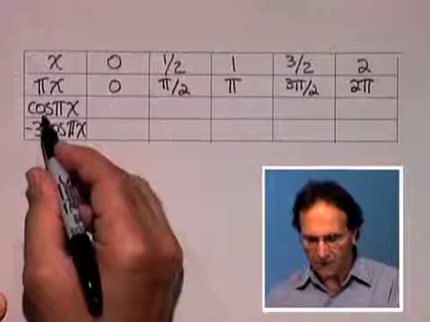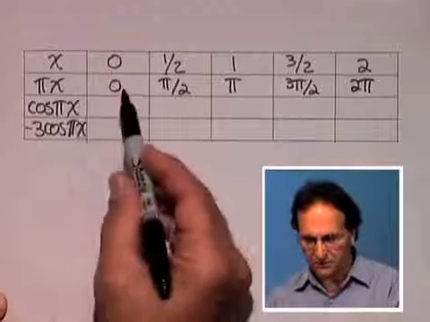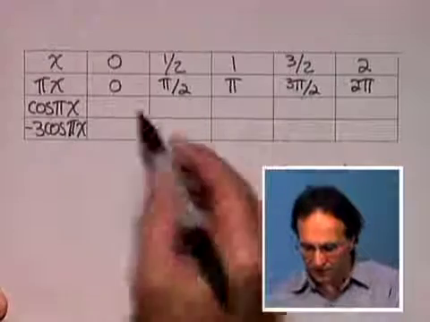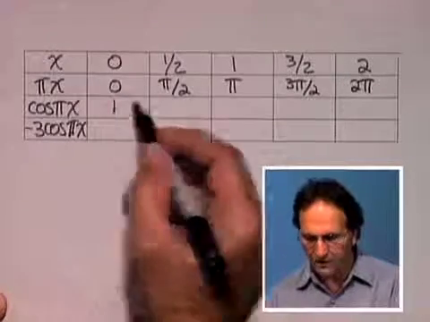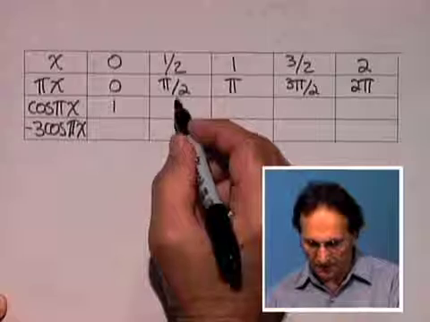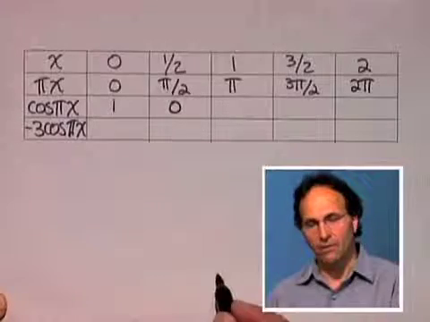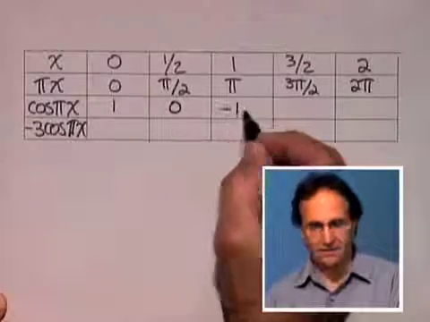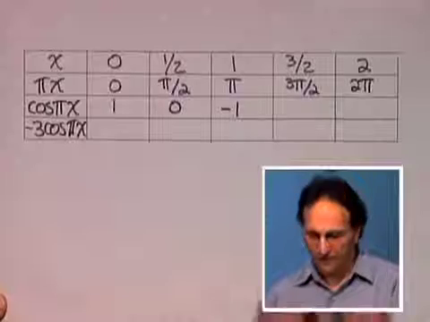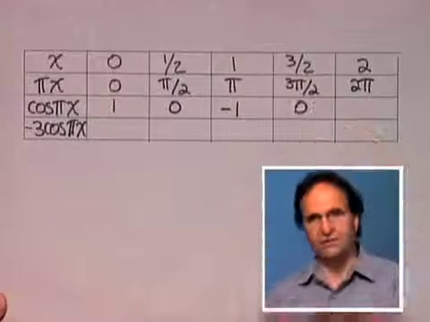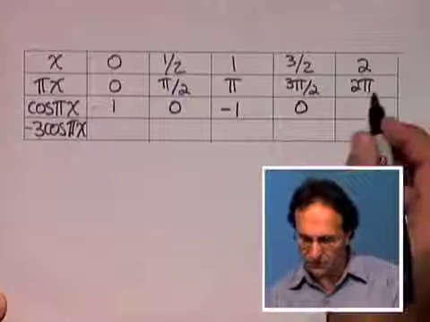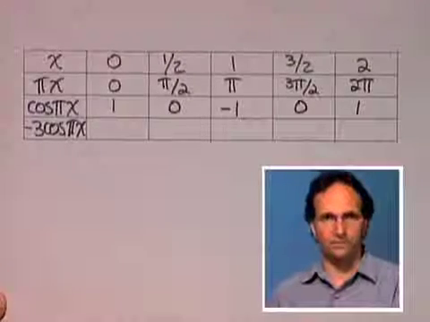Next, we want to take the cosine of pi x, which means the cosine of each of these. So the cosine of 0 is 1. The cosine of pi over 2 is 0. The cosine of pi is negative 1. The cosine of 3 pi over 2 is 0. And the cosine of 2 pi is 1.